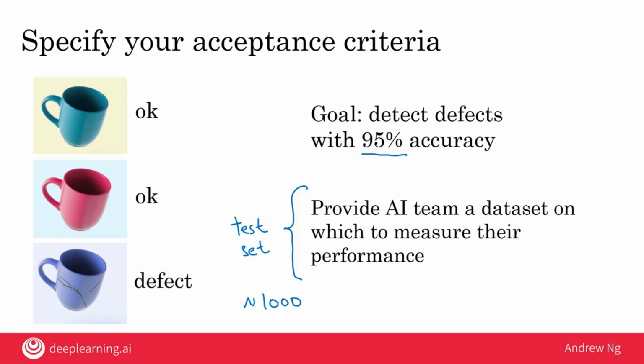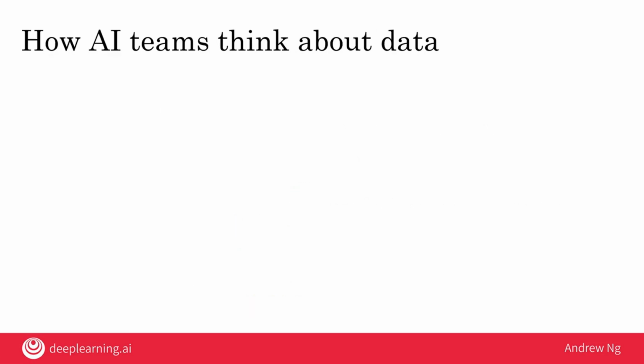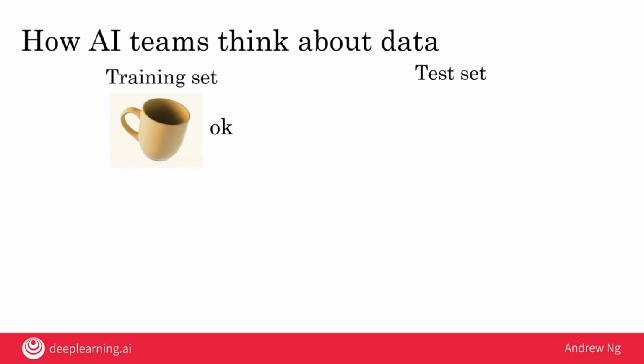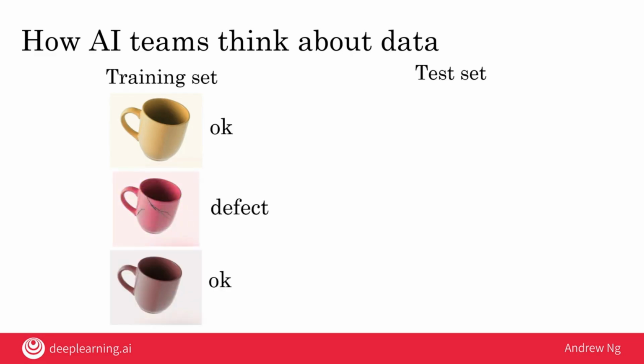Let's dive more deeply into the concept of a test set. This is how AI teams think about data. AI teams group data into two main data sets, the first called the training set, and the second called the test set, which we've already talked a bit about. The training set is just a set of pictures together with labels showing whether each of these pictures is of a coffee mug that is okay or defective. So the training set gives examples of both the input A, the pictures of the coffee mugs, as well as the desired output B, whether it's okay or defective.